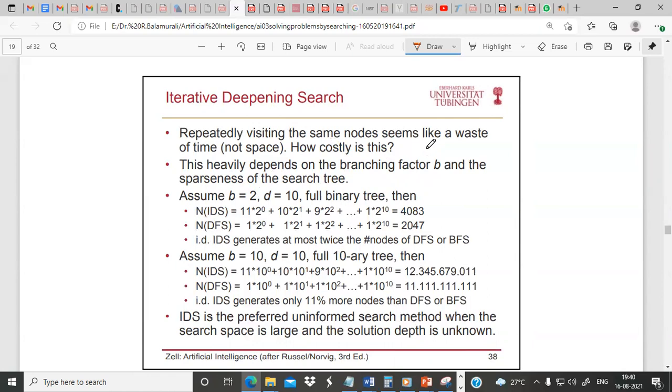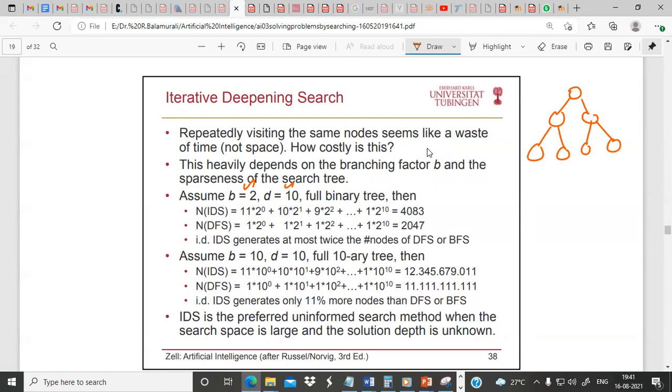So let us assume a tree with a branching factor of 2 and with a depth of 10. Consider it to be a full binary tree, that is, every node has 2 children. The branching factor is 2, so it's a binary tree, and the depth is 10.